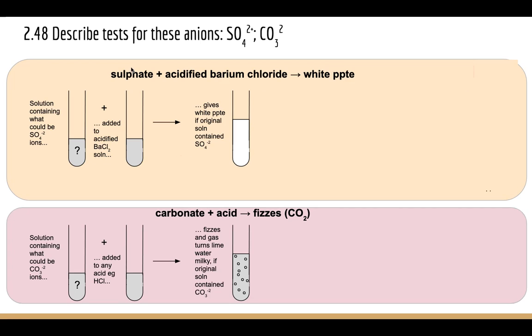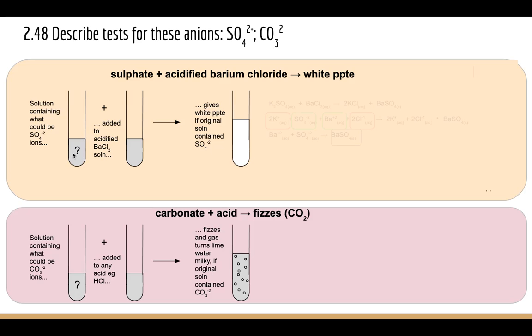So let's say you think it might be sulphate in here. What are we going to do? Well, we add some acidified barium chloride, again acidified to make sure it's dissolved. If we add the barium chloride to my unknown solution and we get a white precipitate, then that means the original solution contained sulphate ions.